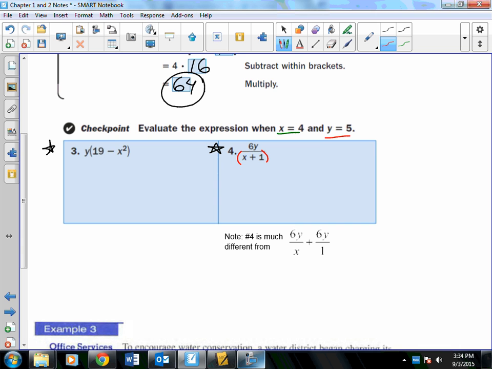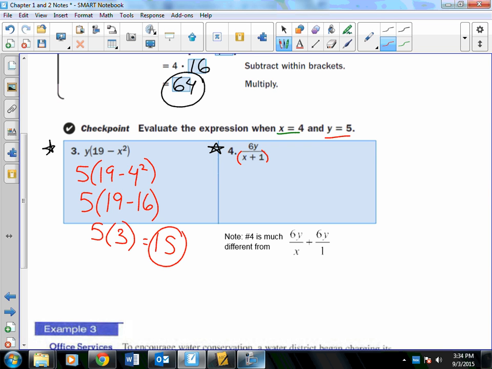I'm going to substitute 5 in for y. So this becomes 5 times 19 minus 4 in for x squared. The parentheses tell me focus in on there first. So I zoom in on there, and I work inside the parentheses, and I see an exponent. So 4 squared is 16. Now I have 5 times 19 minus 16 is 3. 5 times 3 is 15. So there's my first answer.